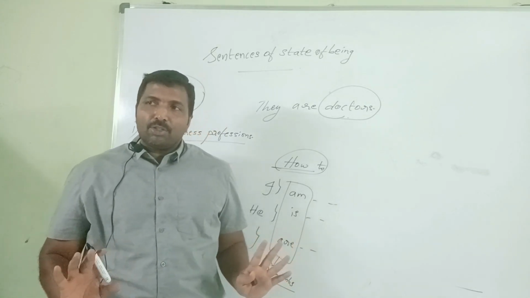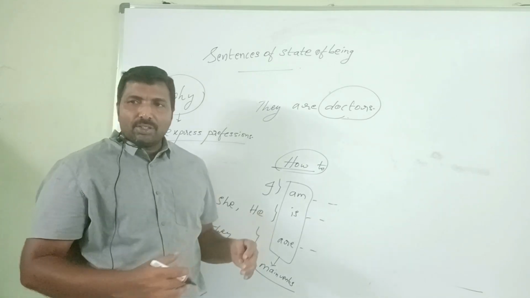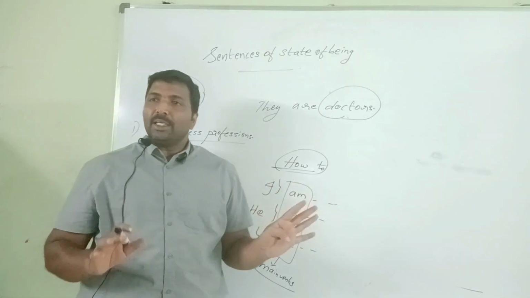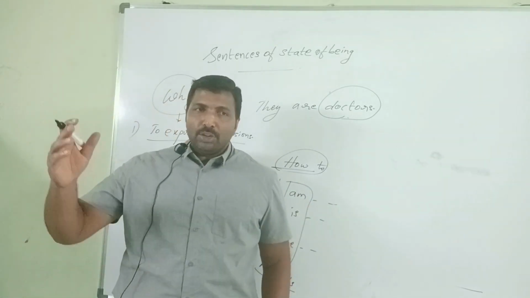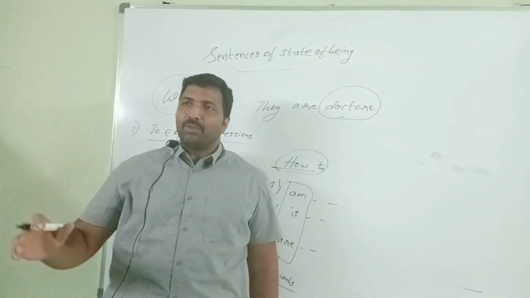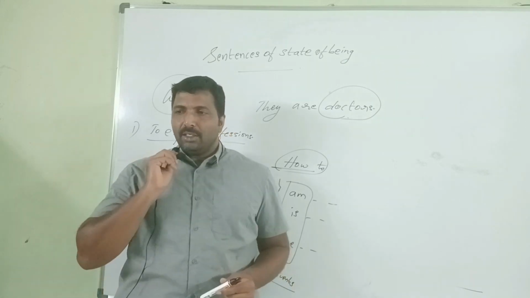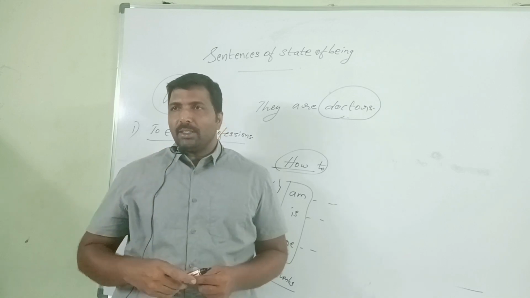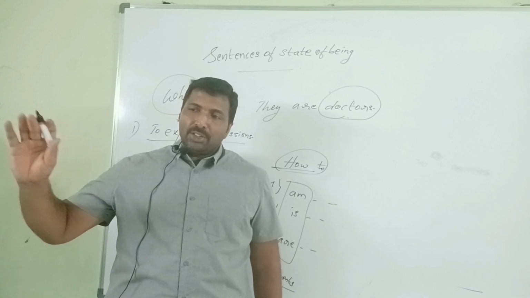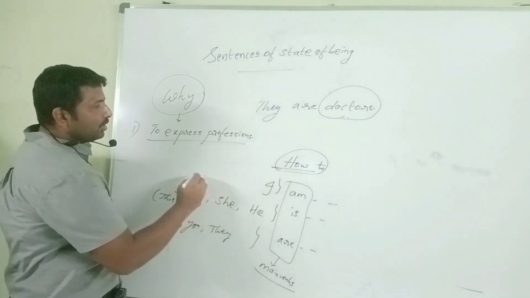Many students feel confused with these two structures. I am waiting at a bus stop is a different structure. I am waiting means after am comes V1 plus ing. He is going to a temple means he is going, G-O, V1 plus ing. He is going to a temple. That is the present continuous structure. That structure is different from the simple present state of being.